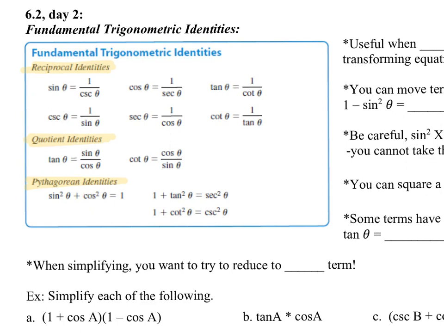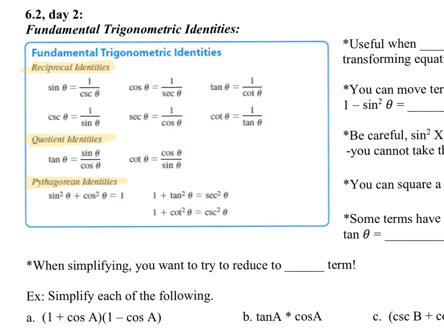Another component of 6.2 Day 2 involves fundamental trigonometric identities. These identities will help you in simplifying expressions and solving equations. We have reciprocal identities, which should be familiar to you, and then we have quotient identities and Pythagorean identities. Notice the 6 reciprocal definitions for identities.